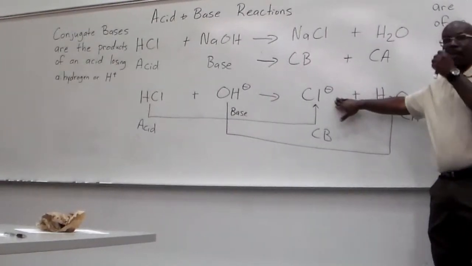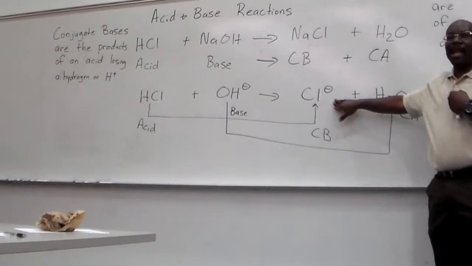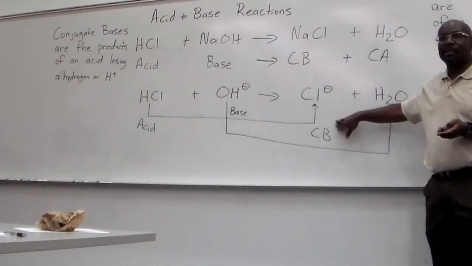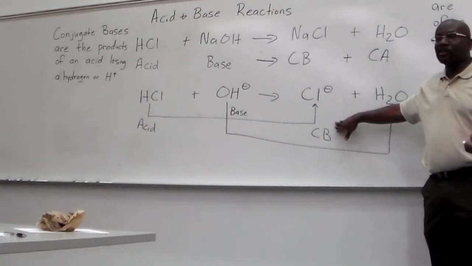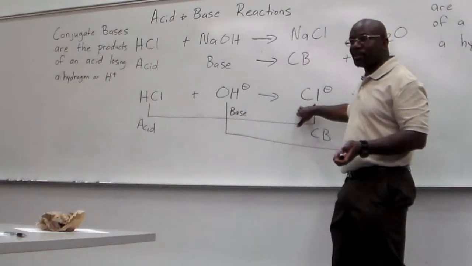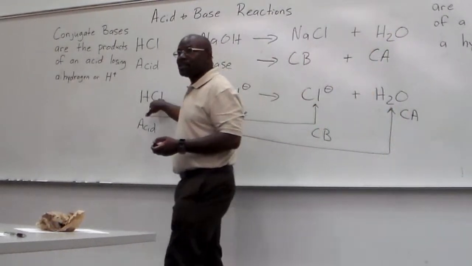If I know the CO minus is my conjugate base, and I want to know what acid the CO minus came from, all I have to do is what bases like to do. What do bases like to do? Gain hydrogen. If I gain the hydrogen, CO minus becomes HCl.